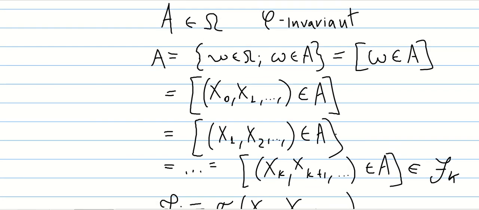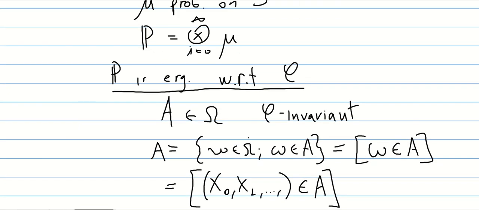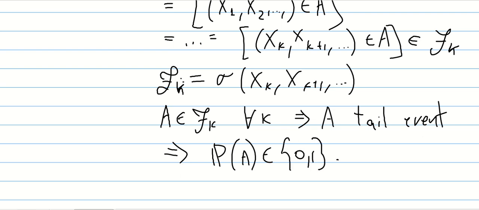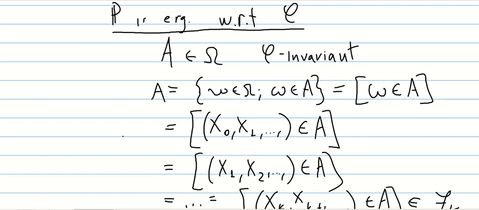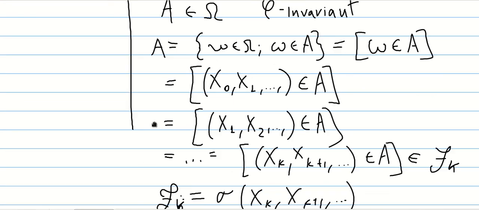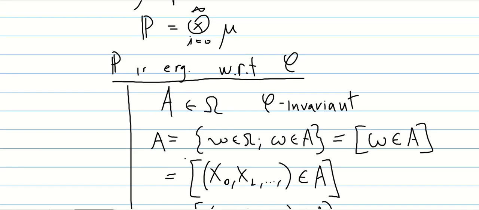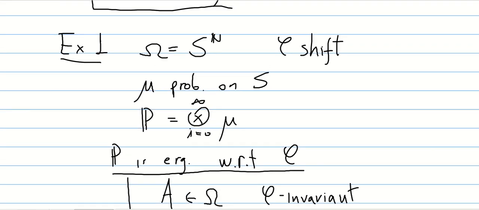Now tail events on product spaces have probability 0 or 1. This is the 0-1 law for tail events. So we use the 0-1 law for tail events on product spaces, and we just proved, we use this to prove that product measures are ergodic with respect to the shift.